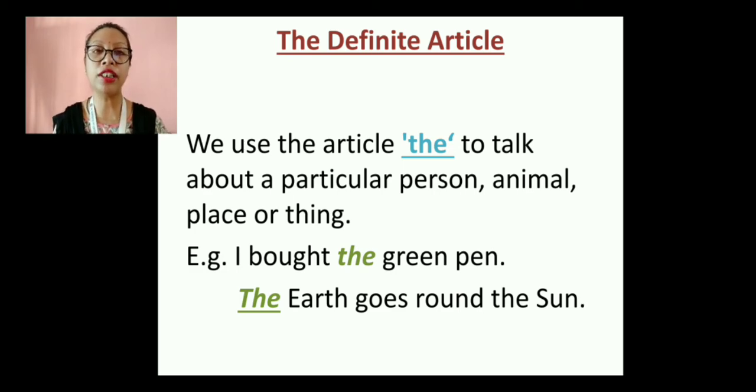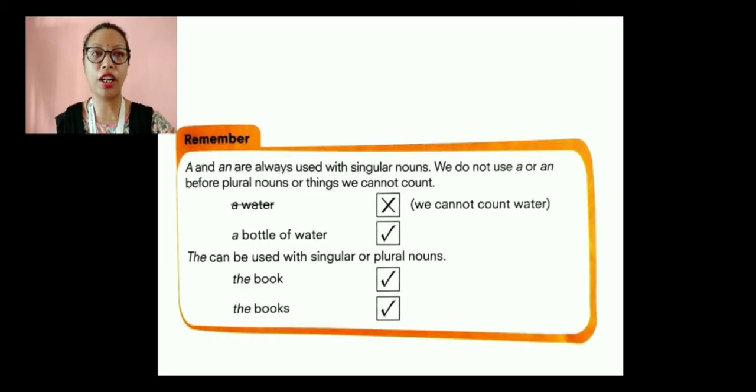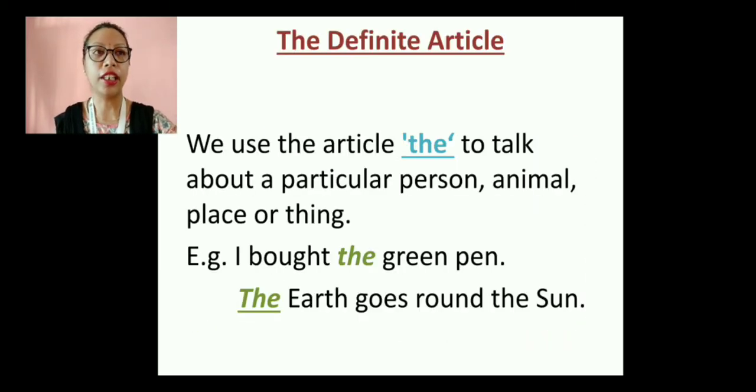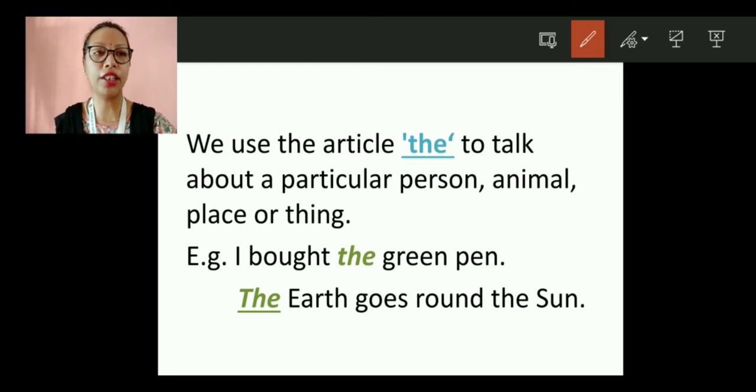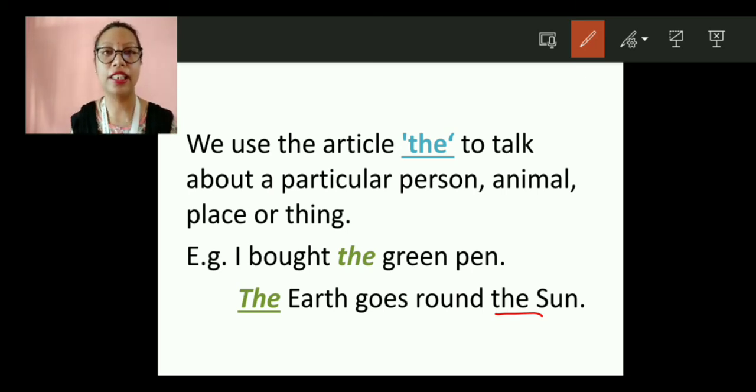Then the next one is: the earth goes round the sun. So the earth, there is only one earth and we are pointing to that earth, right? Then we also have one more the here, the sun. The earth, the sun. There is only one sun, one earth. So the earth goes round the sun. That is why we are using the article the in these sentences. I hope you are clear with these things.